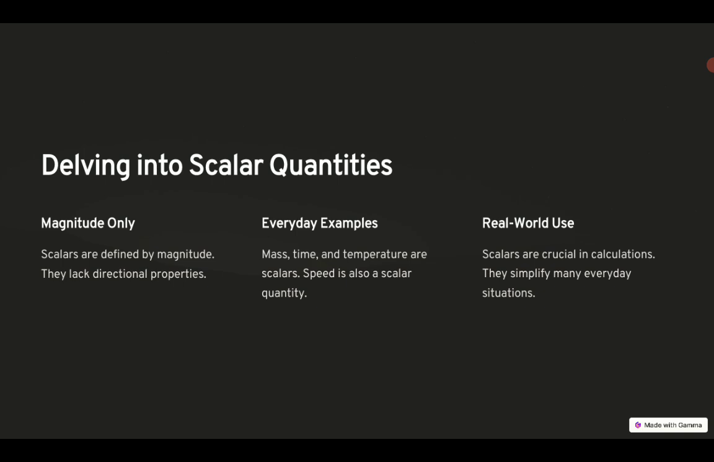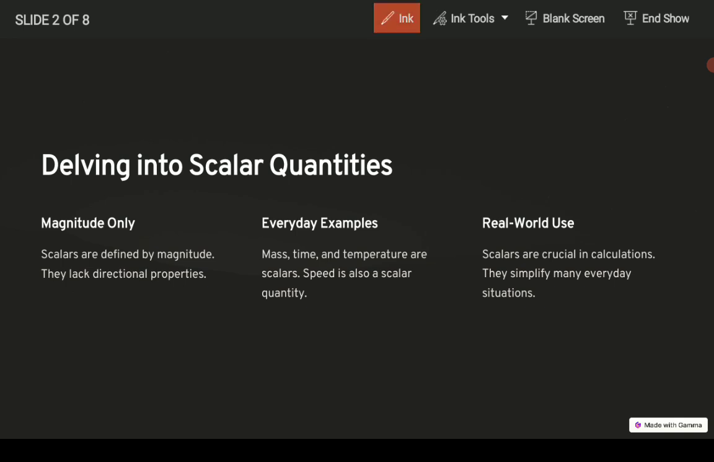In physics, the term scalar quantity is any physical quantity which has magnitude only. So a scalar quantity is a quantity which has magnitude only. Scalars are defined by magnitude alone. They lack directional properties. So we are saying a scalar quantity is any quantity which is defined by magnitude only.